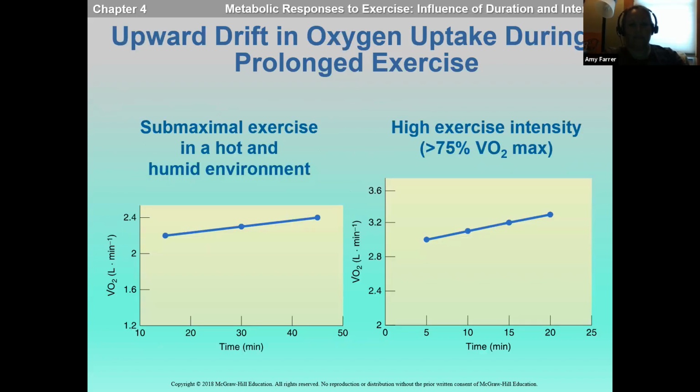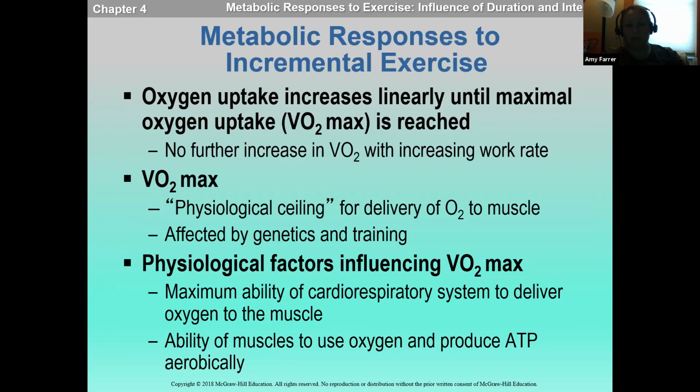So again, if we look at that first picture, we're submax, but we're hot and humid. So you're going to see a gentle rise in that curve, that linear increase in oxygen. If we're at a higher intensity, near VO2 max, those are going to be even sharper as far as that linear progression, that drift upwards. So generally speaking, we won't be able to continue that activity as long.